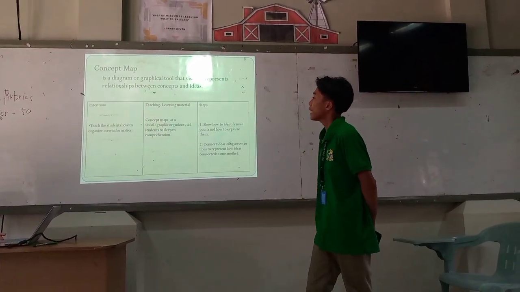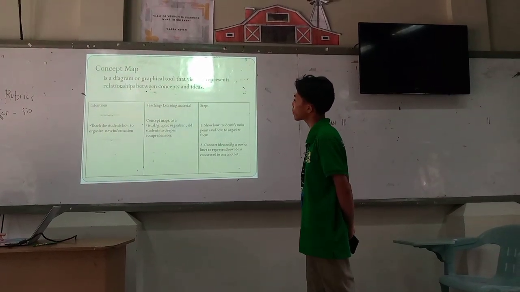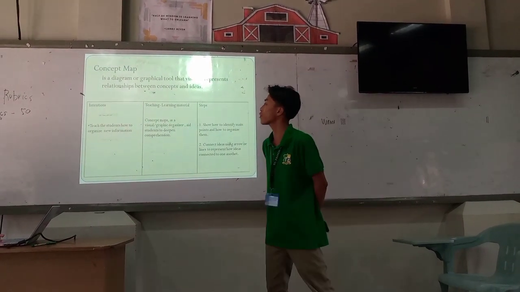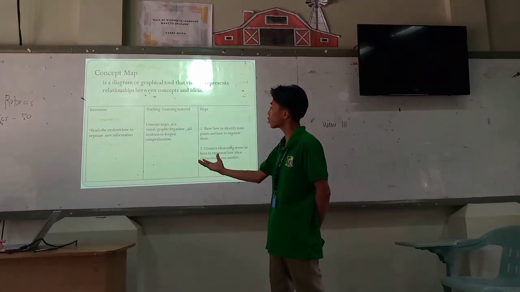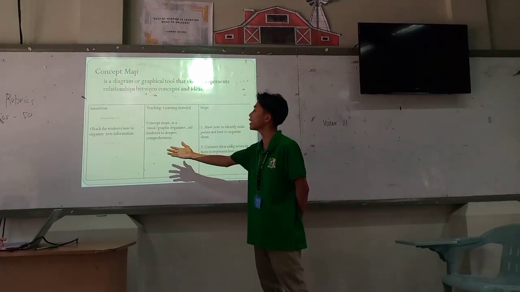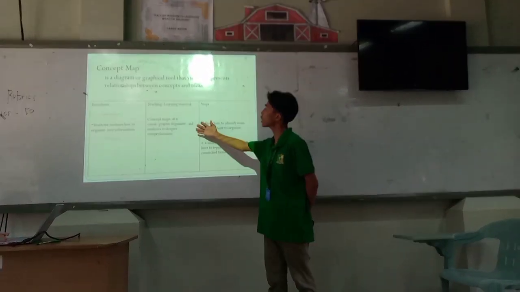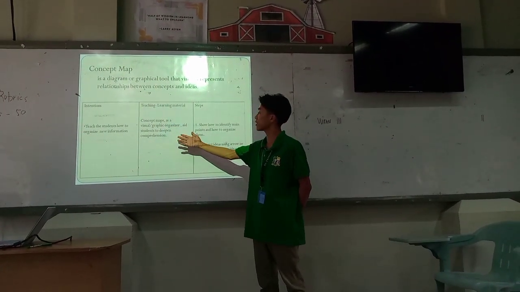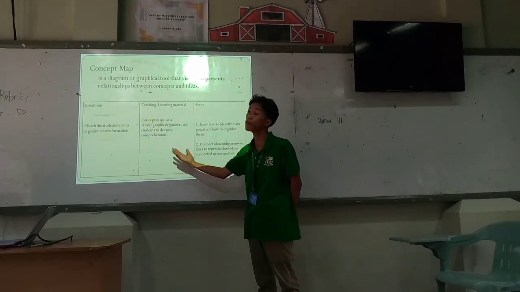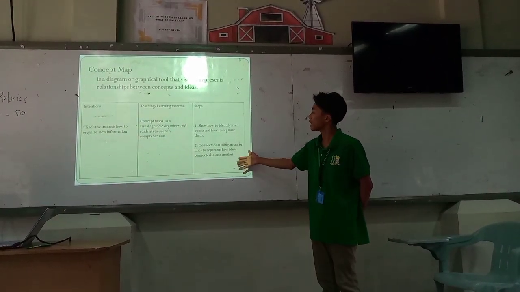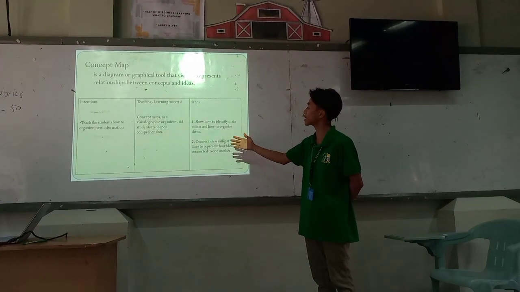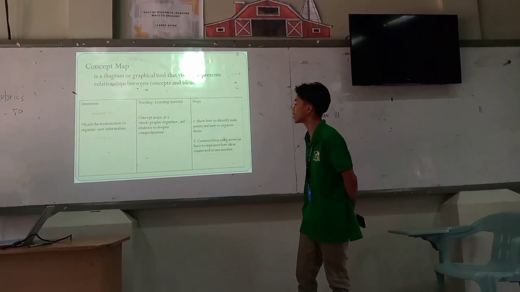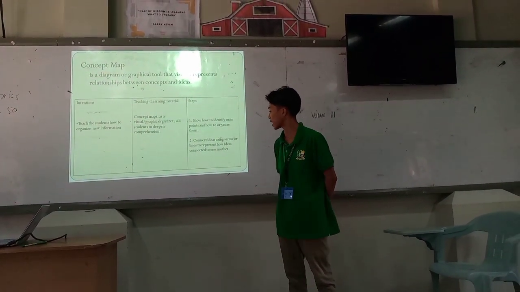So the concept map is a diagram or graphical tool that visually represents the relationship between concepts and ideas. So we have here the intentions. So teach the students how to organize new information. And in teaching learning materials, we have the concept map as a visual graphic organizer to aid students to deepen comprehension, and we have the steps showing how to identify main points and how to organize them. Number 2, connect ideas using arrows or lines to represent how ideas are connected to one another.